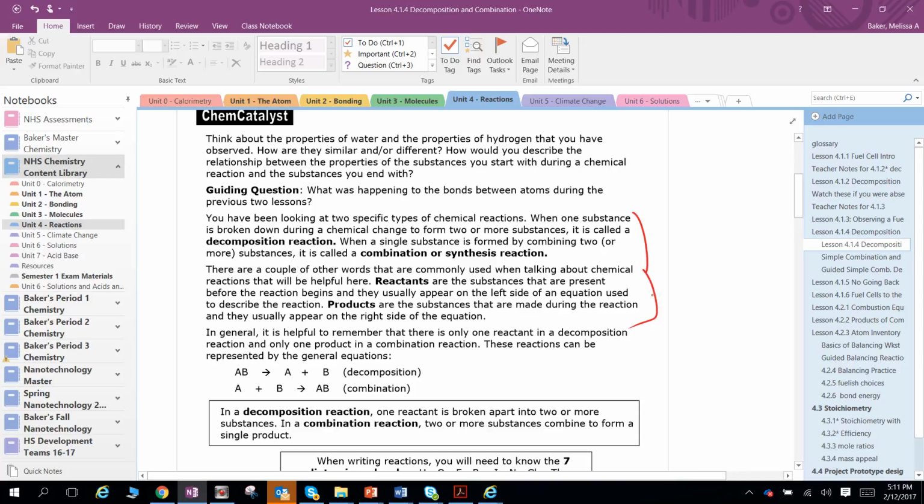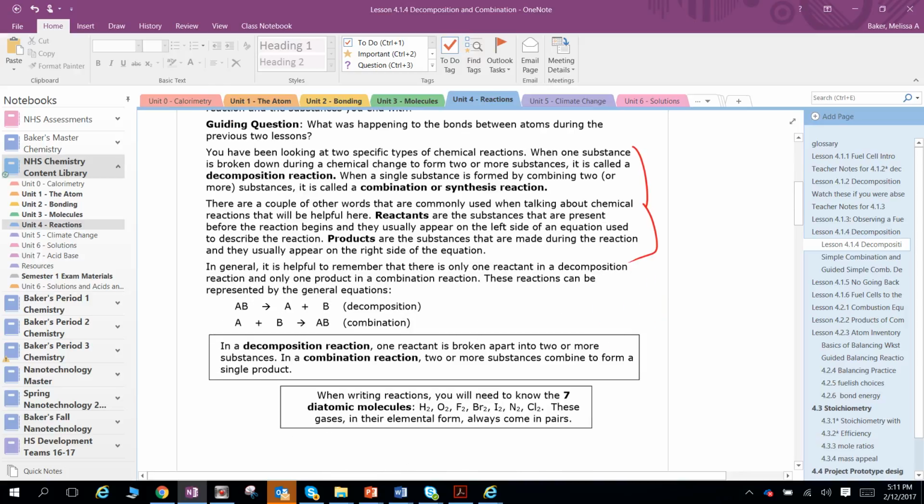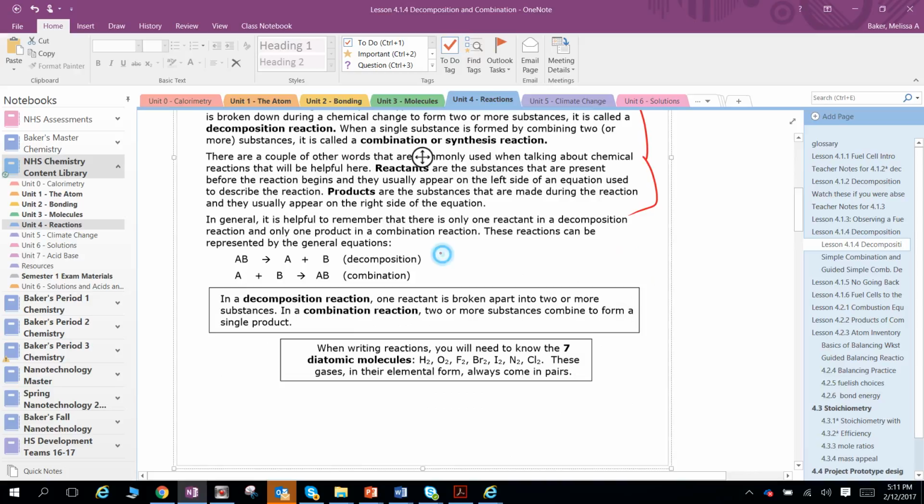And this should be review because we've already mentioned the terms reactants. That's what you start with in a chemical reaction, and they're to the left side of the arrow. And what you end up with, the new substances, are called the products, and they're on the right side of the arrow. So if we were to write a simple version of each of these reactions, decomposition would be a compound that breaks down, and combination would be 2 things adding together to become one.